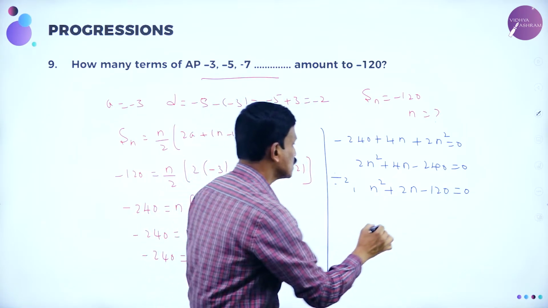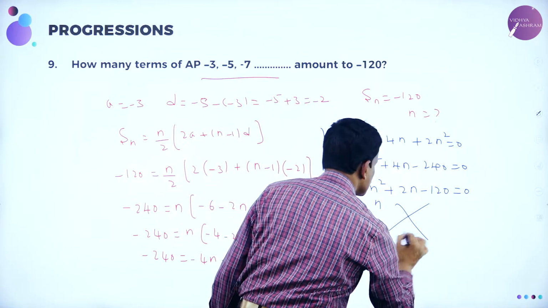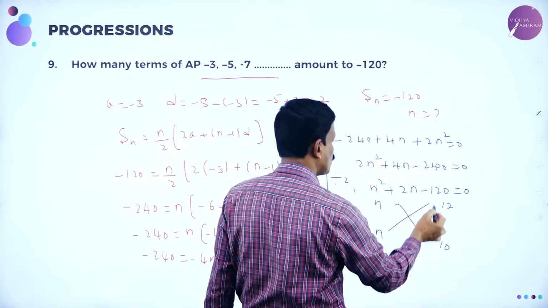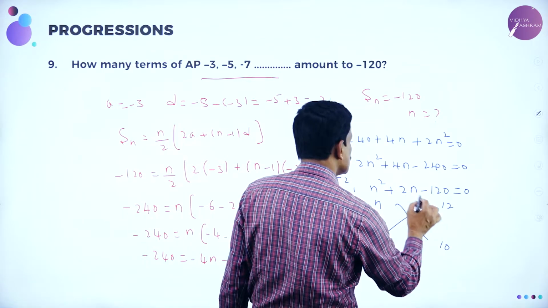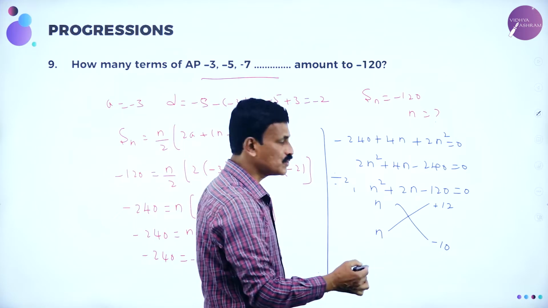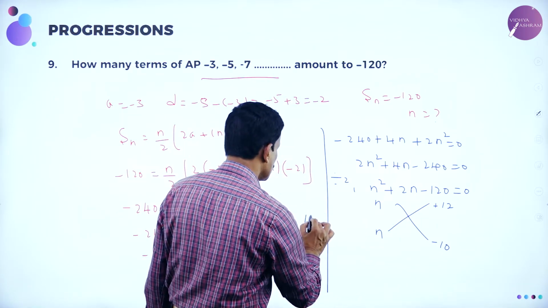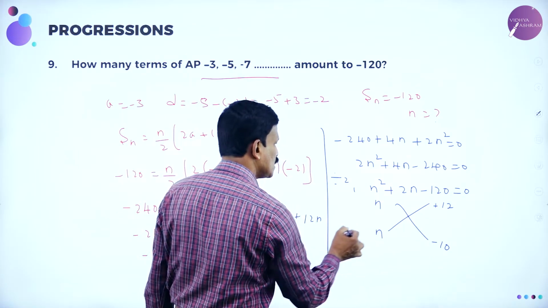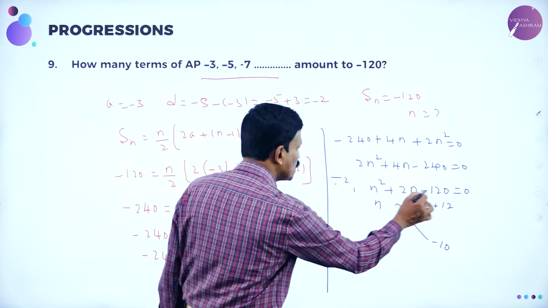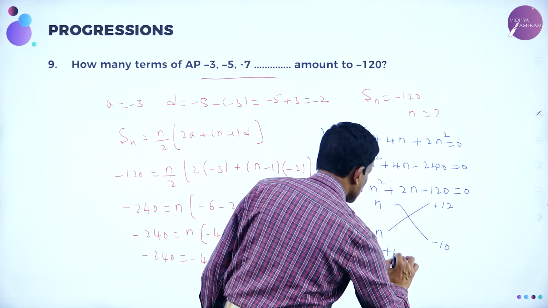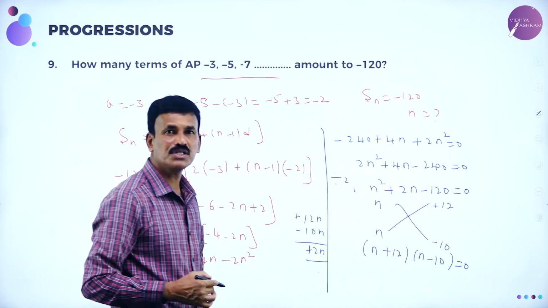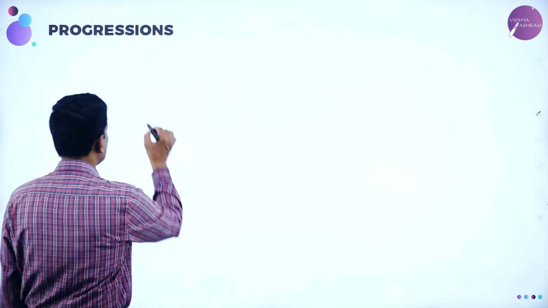Listen, factorize this. So this is n into n is n square, 12 into 10, 12 tens are 120. Since it is plus and minus, minus 120, if you multiply plus 12 into n is plus 12n and minus 10 into n is minus 10n. If you add, you will get plus 2n, the middle term. So therefore, the factors are n plus 12 into n minus 10 is equal to 0.